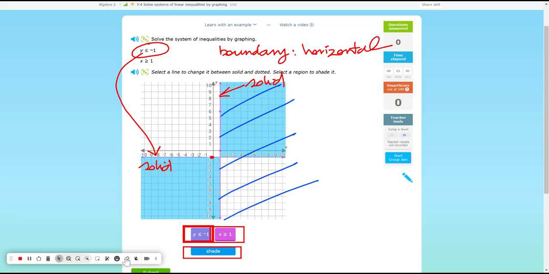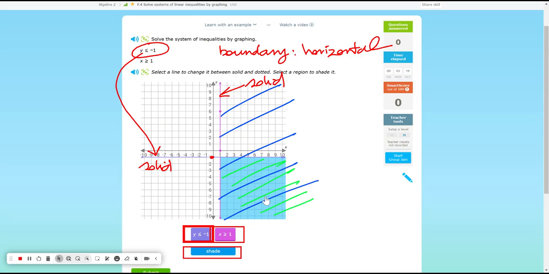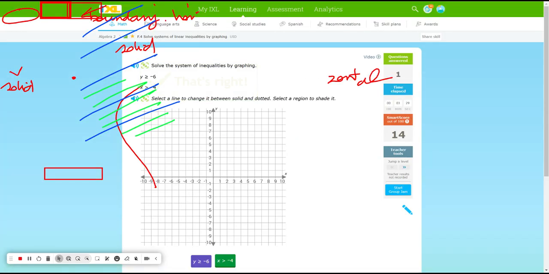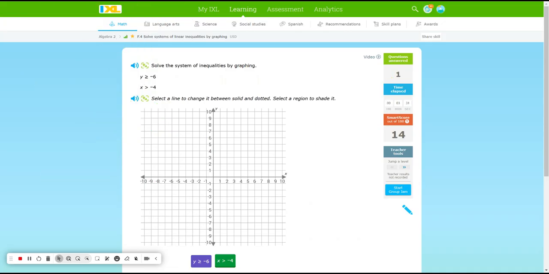So you can see this area here, you shade twice. This area right there, you shade twice. So this area is actually the overlap. I go back to my shading tool, I undo this, and I shade that. That would be the final answer because that is the overlap. It got shaded twice. Okay, so I submit. Voila, I'm done.